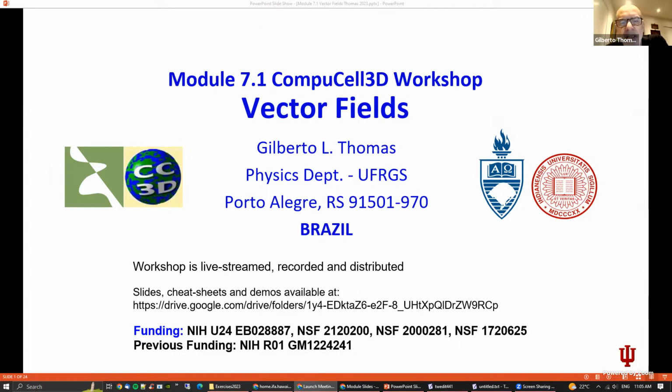Good morning, I am Gilberto Thomas from Porto Alegre, Brazil, and today I'm going to present a simple tool from Compass, which is included in CompuCell3D. It is how to build and to use vector fields to help, in principle, in visualization of your simulation.